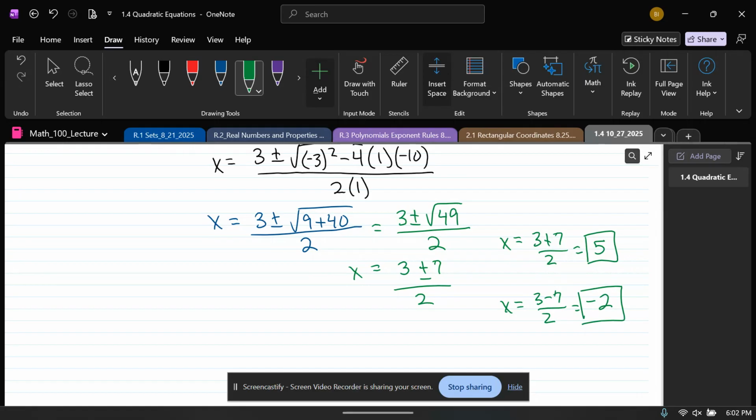Okay. So here, because we didn't have any square roots left, and it's nice plain numbers like that, that tells me the problem would have factored. But we could still get the answers with the quadratic formula, whether it factors or not. Okay. Let's do one more.